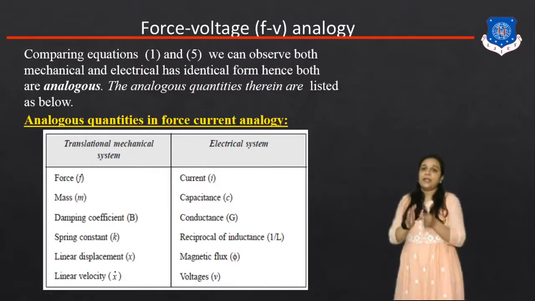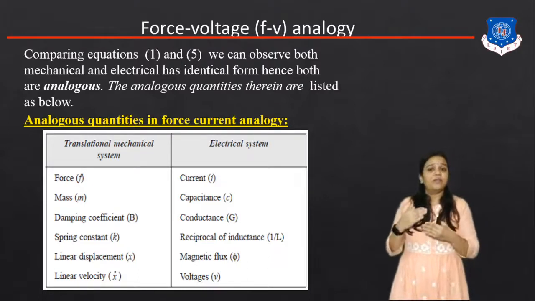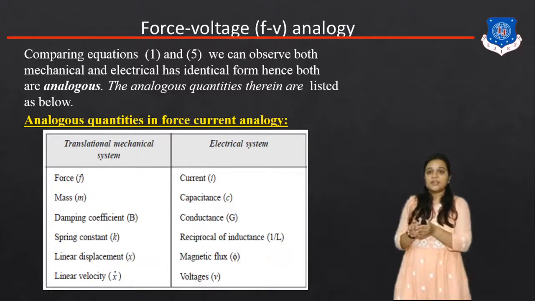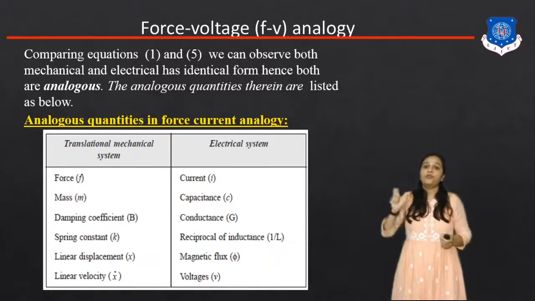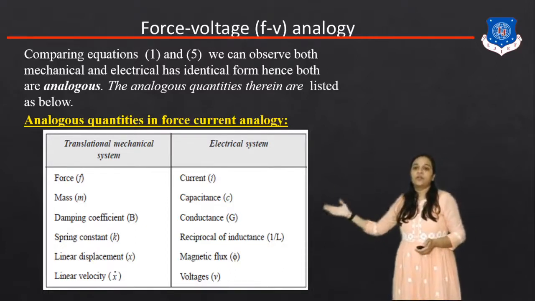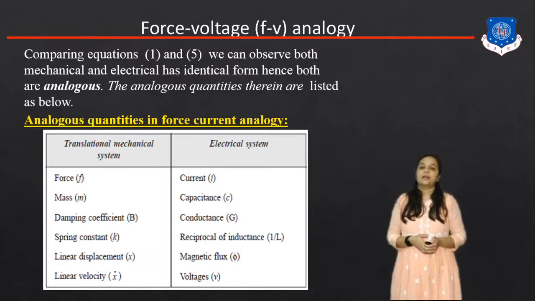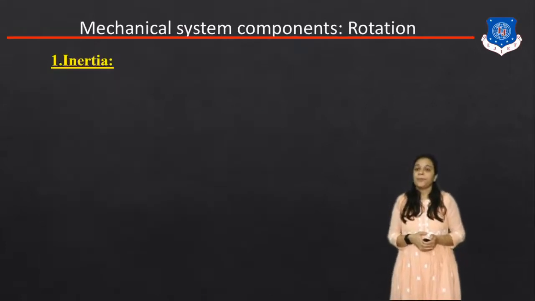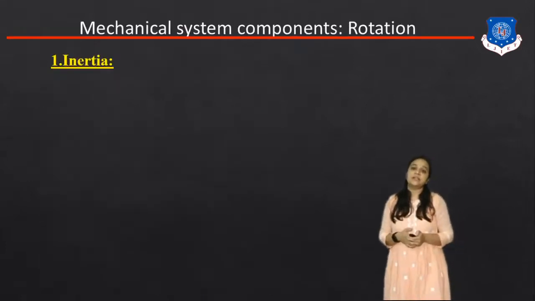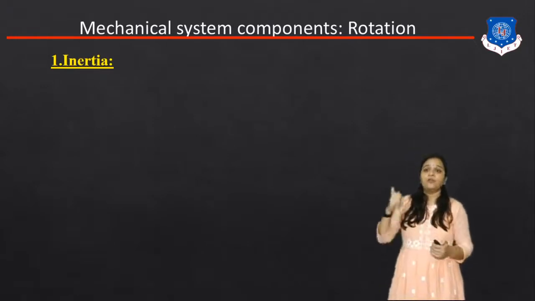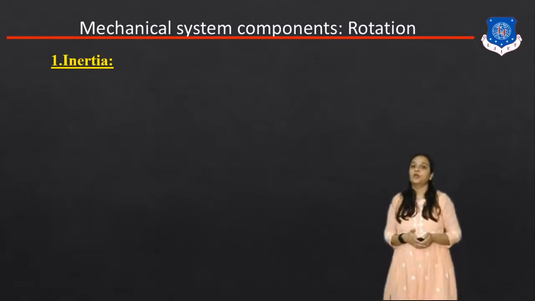Linear displacement x will be equivalent to magnetic flux, and the linear velocity x dot will be equivalent to voltage. So using KVL and KCL we can find the equations, and then we have to find the analogy for the force voltage and the force current analogy. Okay. Now the next mechanical system component that we have to discuss is rotation.